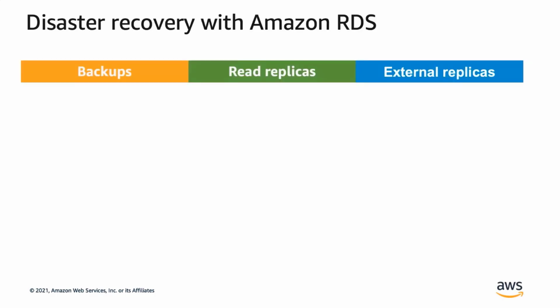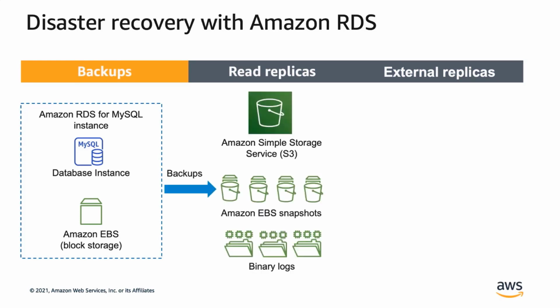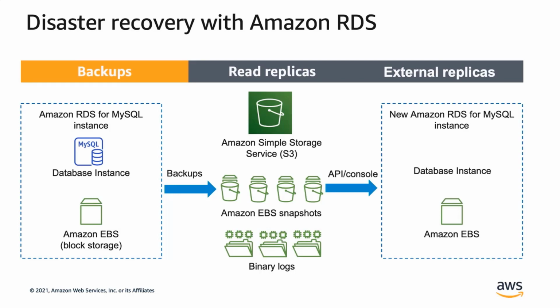So let's look at disaster recovery options with Amazon RDS. We're going to talk about three major features that RDS enables disaster recovery. First, RDS backs up your databases to Amazon S3 by taking storage snapshots and copying binary logs. This allows you to create a new instance at any time, either from snapshot or to a specific point in time.